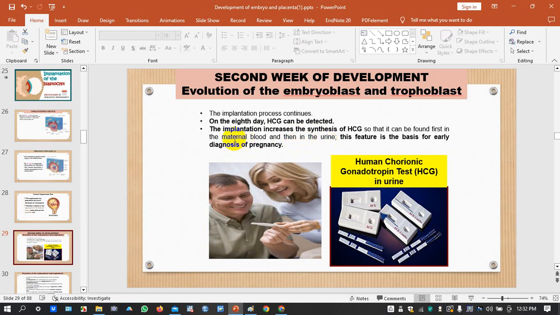So women, if your urine is showing negative, go use your blood and you will find it.